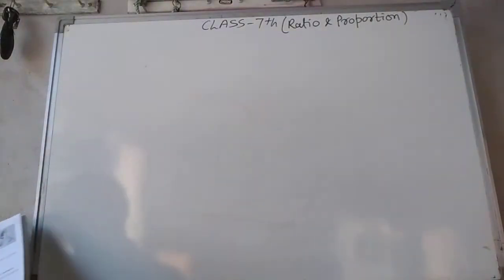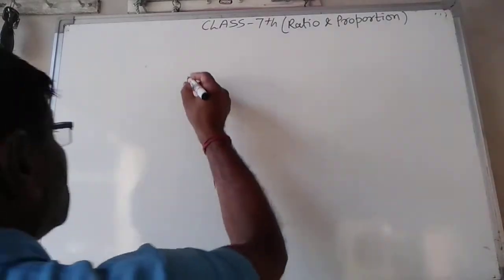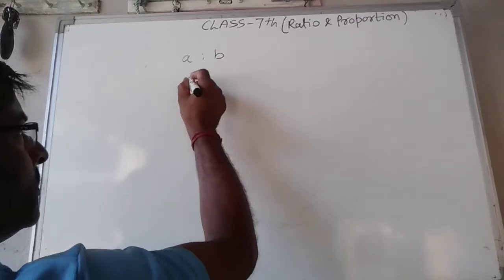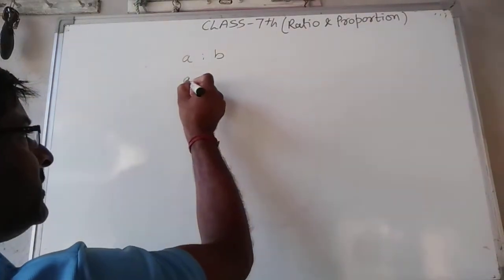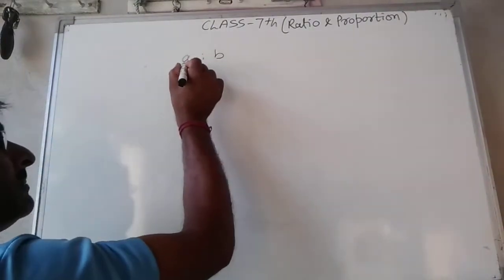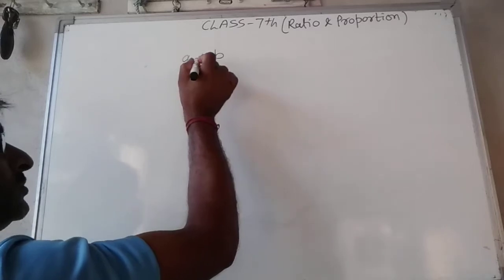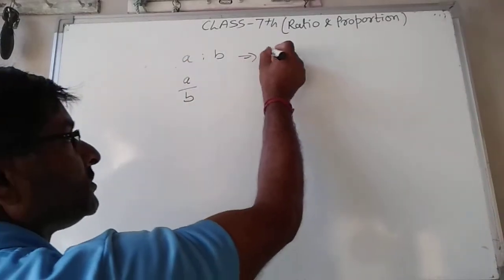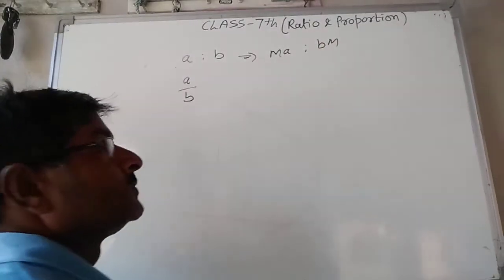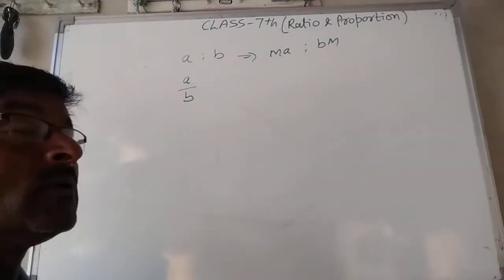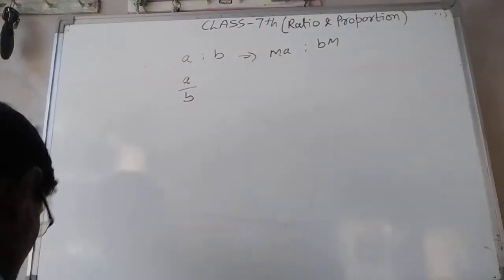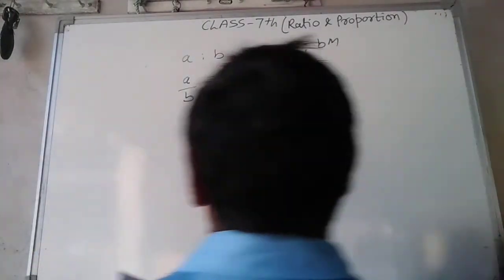We can consider one important rule: if we have any ratio a:b, which can be written as a upon b, we can multiply both the terms by any constant value. हम दोनों रेशियोज को किसी भी कांस्टेंट वैल्यू से मल्टीप्लाई कर सकते हैं. So then the ratio will never change, or we can divide by any constant value. हम इनको डिवाइड भी कर सकते हैं और मल्टीप्लाई भी कर सकते हैं.